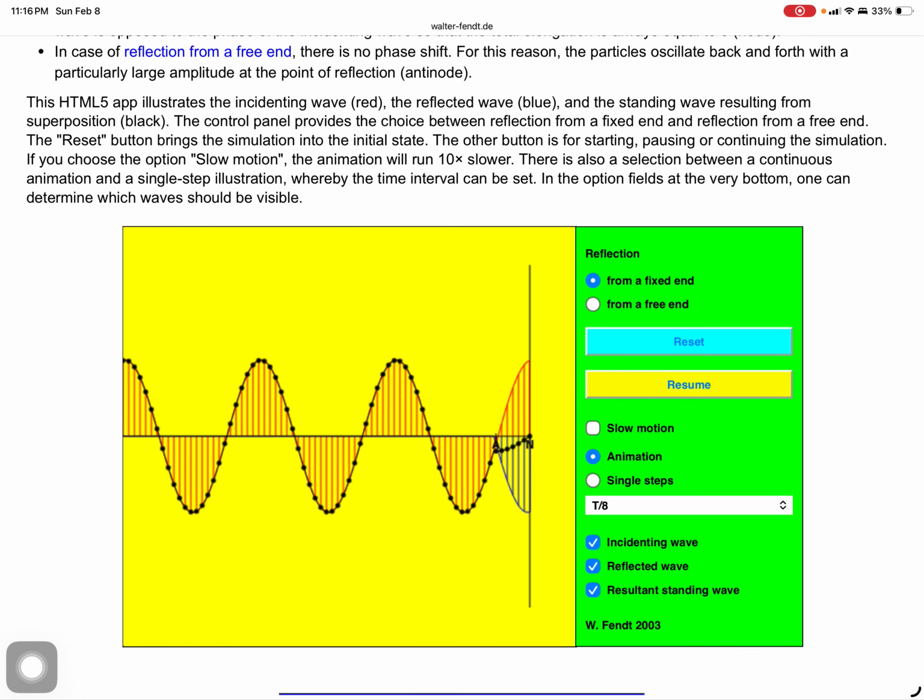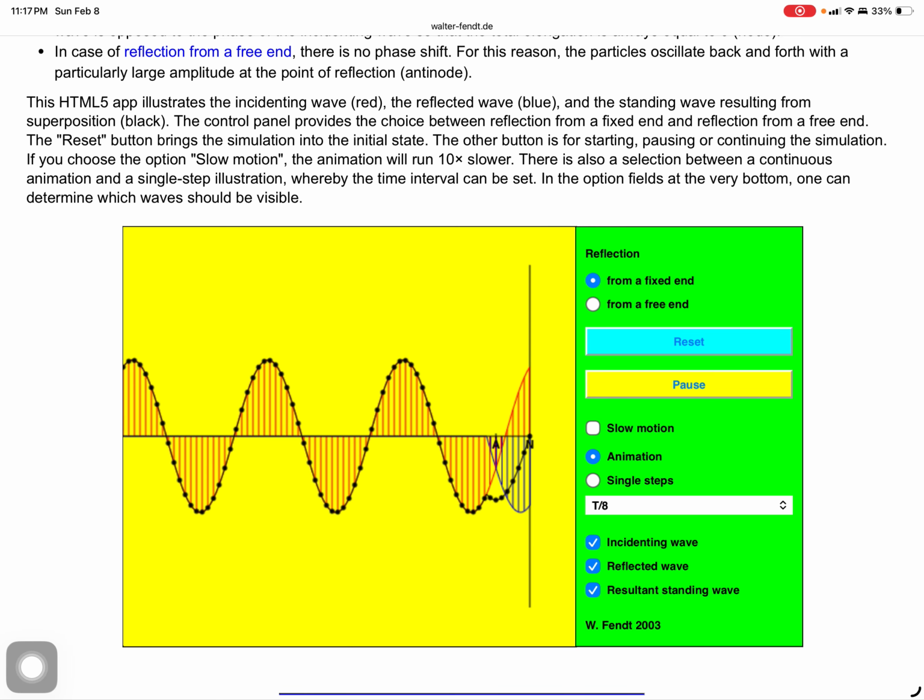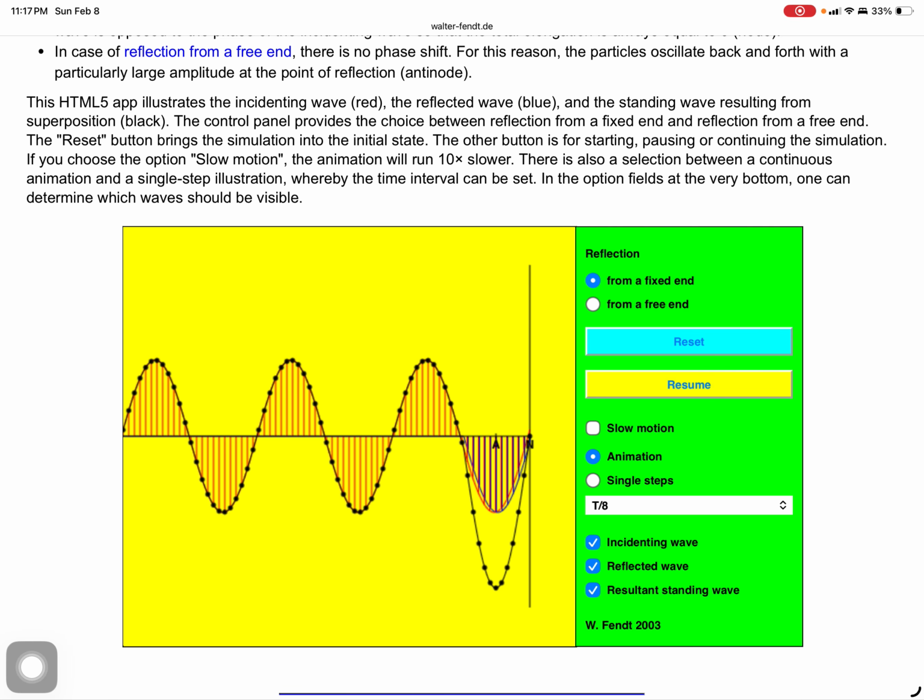Right there, notice the blue wave is completely at the bottom. It forms a trough where the red wave forms a crest. And now a black wave is starting to form. The black wave is the addition and subtraction of these at various points. You'll see what I mean. Right now, at the very bottom of that wave, the blue trough and the red trough have combined to make a much larger black amplitude.